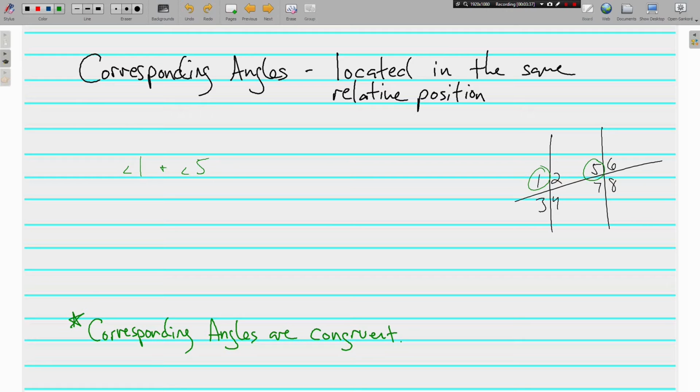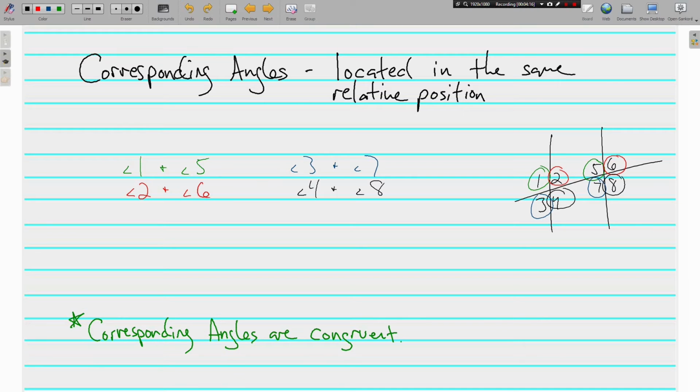So what's another pair? All right, 2 and what? 2 and 6. They're both on the top right. Angle 2 and angle 6 are a pair of corresponding angles. What else do we have? Well, 3 and 7. Angle 3 and angle 7, and then we also have angle 4 and angle 8. These are 4 examples of corresponding angles that are created when we have parallel lines cut by a transversal.